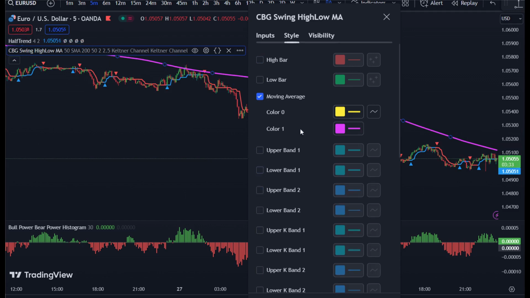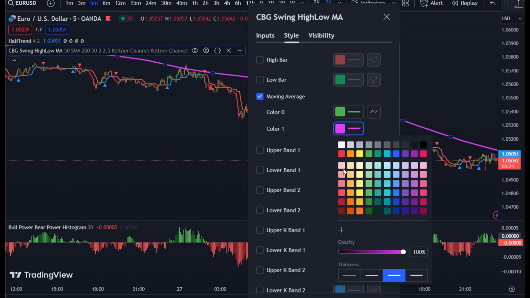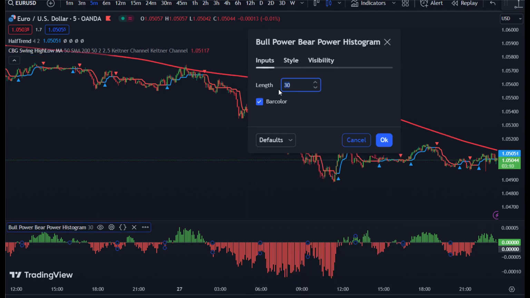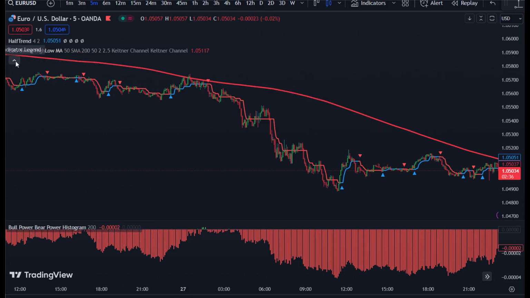All right, after all of our boxes are unchecked, we're going to go to the moving average. We're going to change color 0 to green, and color 1, we're going to change it to red. For the histogram, go to settings. On the length, we're going to change it to 200. We're also going to uncheck bar color. All right, so our chart's loaded up and ready to go.